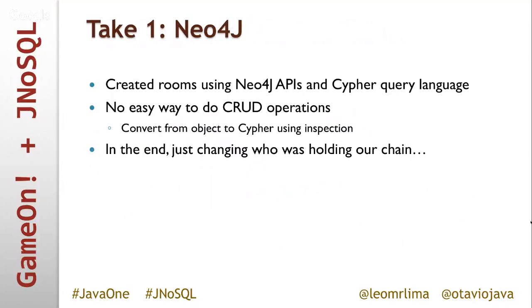The first time I started messing with the code, I didn't finish it, because it was more cumbersome than I thought it would be. I just took Neo4j, which is a very popular graph database, and I started doing kind of the same thing that we were doing with CouchDB, but with Neo4j. And the problem was to do the CRUD operations. I had to do the conversion from Cypher to objects and back and forth using reflection, and it was really not something nice.